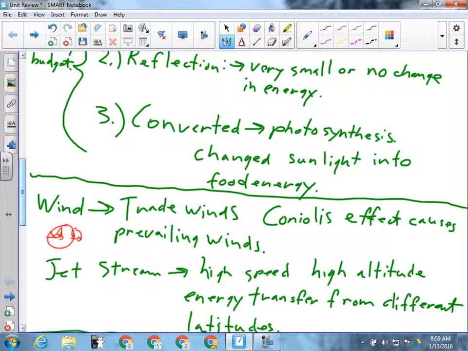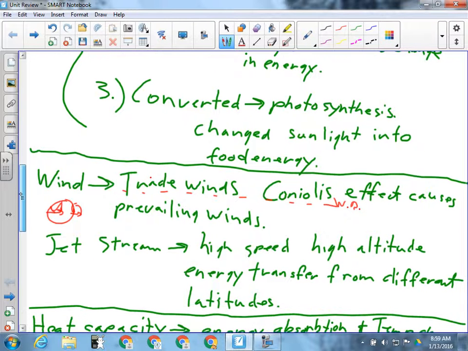All right, so there could be a written response question asking about the prevailing winds and how they happen. Trade winds and Coriolis effect, this could be a written response as well, explaining what the Coriolis effect is. Trade winds, that's those winds there at the equator. That might be like a multiple choice kind of question, because it's more recall.